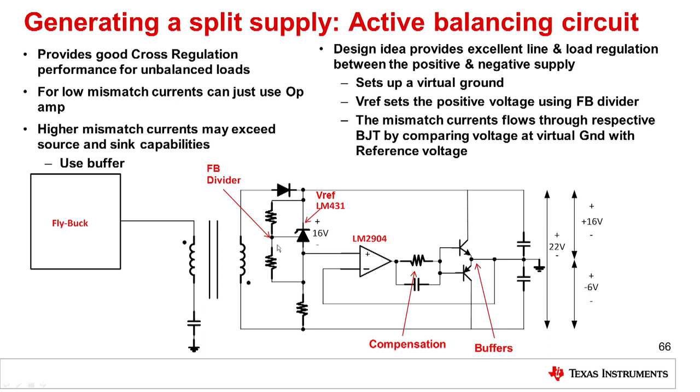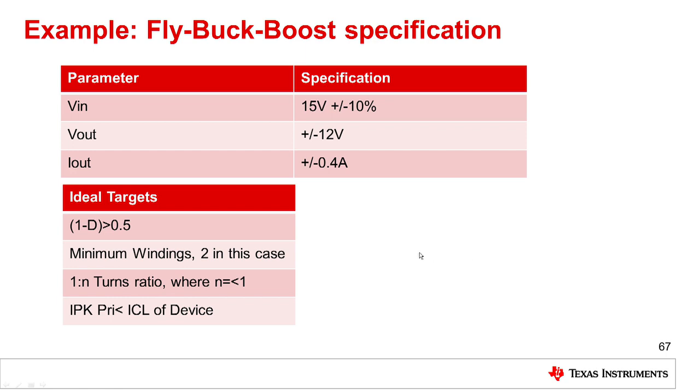So this is probably the best way if you need a good split supply. Let's take a look at a Flybuck boost example. So we have our input voltage of 15 volts, an output voltage of plus or minus 12 volts, and an output current of plus or minus 400 milliamps.